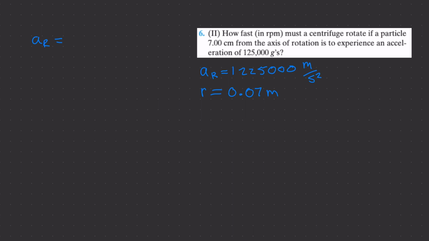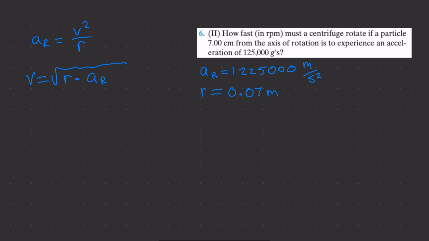So a sub r, which is my centripetal acceleration, is going to be equal to v squared over r, r being the radius that I'm dealing with here. That said, I'm going to quickly rearrange this and solve for v. If I multiply both sides by r and then take the square root of both sides, I'll have that v is equal to the square root of r times centripetal acceleration.